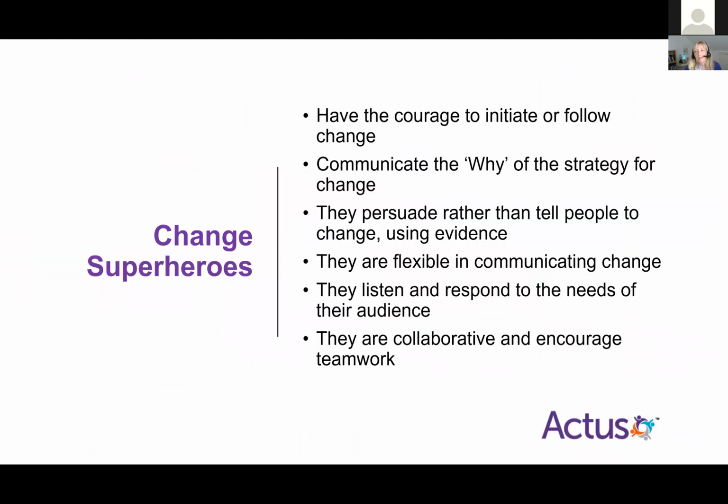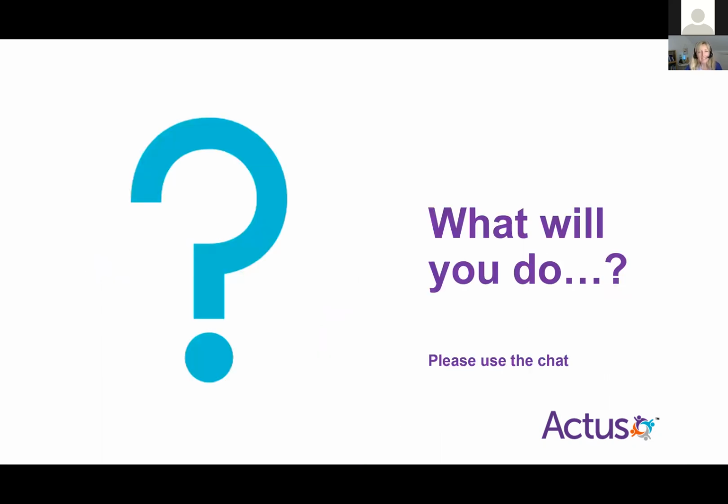So change superheroes, just summarising what we've covered. They have the courage to initiate or follow change. They're good at communicating the why of the strategy for change. They persuade rather than tell people to change, using evidence, so it's corroboration. They're flexible in communicating change, listen and respond to their audience, and they're collaborative and encourage teamwork. So that's the end of the session.